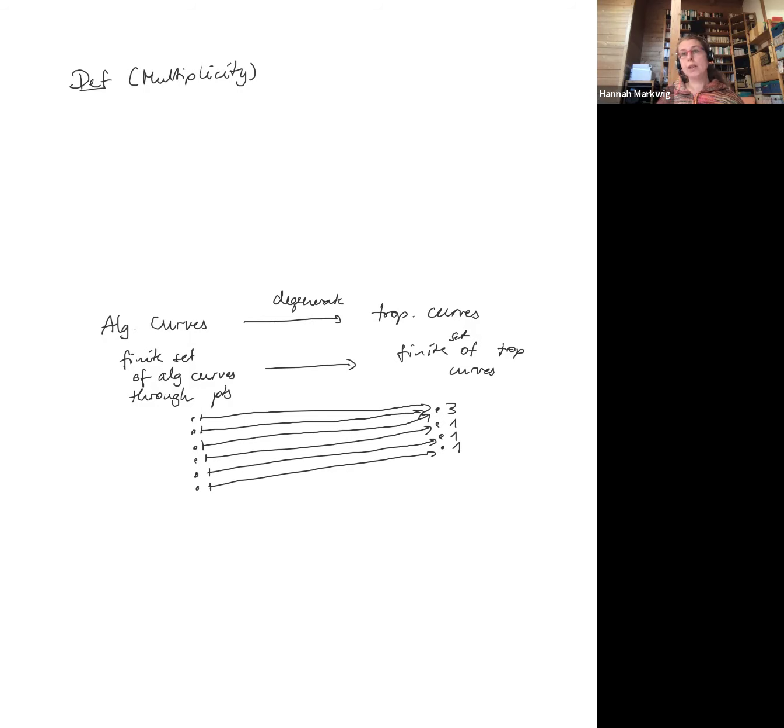But the good news is that you can compute this multiplicity on the tropical side purely combinatorially. You don't need to know much about the algebraic curves which degenerate to your tropical curve. And that's good, because that's rather difficult to figure out. As I say, there's really only a combinatorial recipe. And this recipe is as follows.